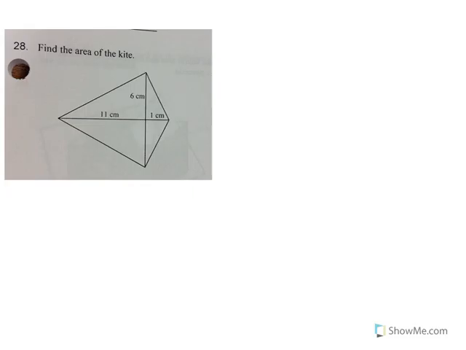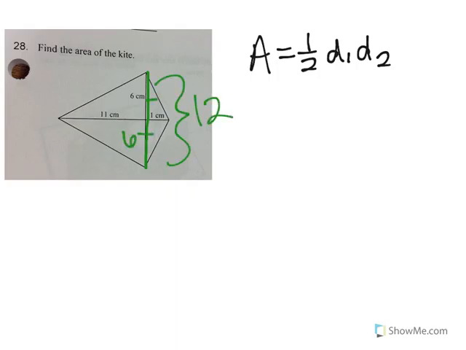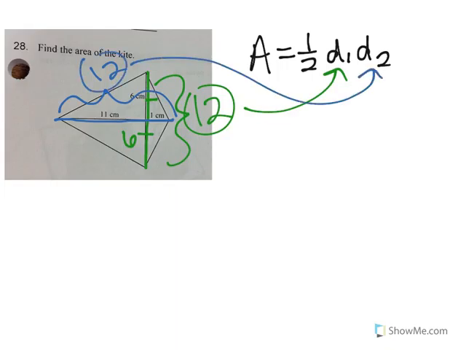Number 28, it says find the area of the kite. So the area formula for a kite is area is equal to 1/2 D1 D2. D1 and D2 stand for the whole diagonals. If we look at this first diagonal, we only have half of it. This is bisected, so that means that this whole diagonal is going to be 12. And the other diagonal is 11 plus 1, which is 12 as well. So we're going to plug each of these in. This one will go in for D1, and this one will go in for D2.